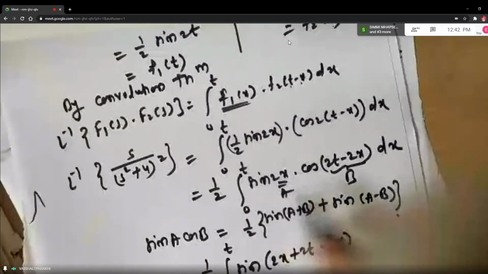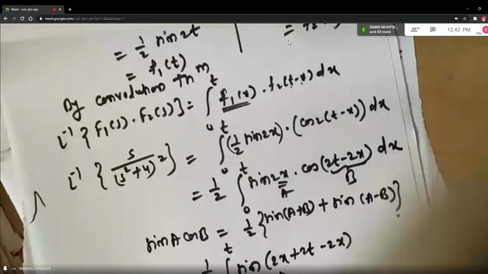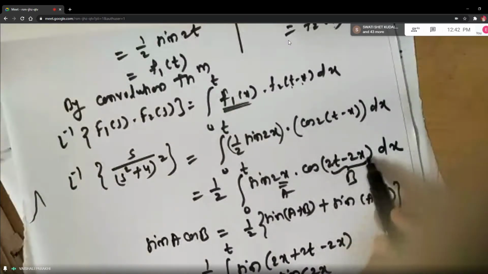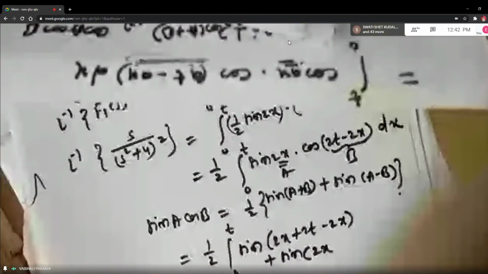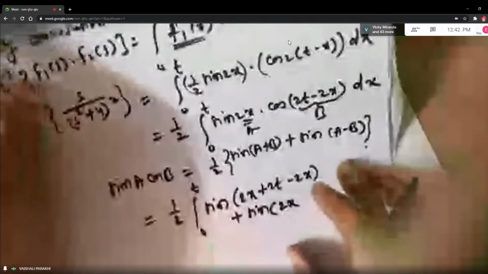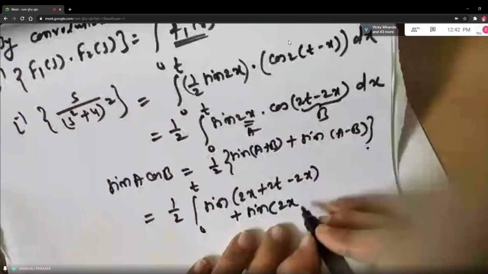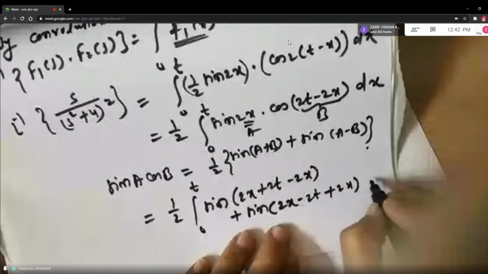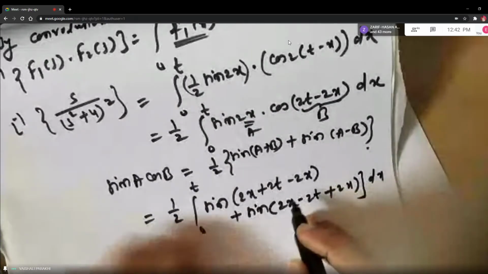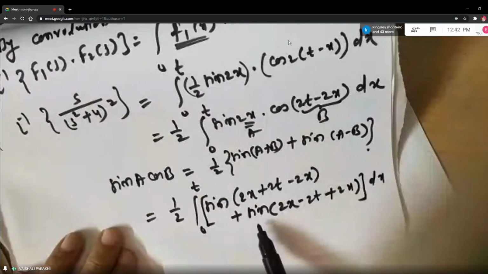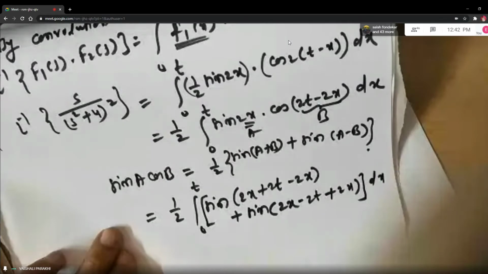So it is sine of a plus b plus sine of a minus b. When I say minus, I need to change signs of these two terms, students. These are small things, but you may make some mistake. That's why I'm telling you. So it is sine of a minus b, so 2x minus 2t plus 2x, and this is dx. So sine of a plus b plus sine of a minus b.